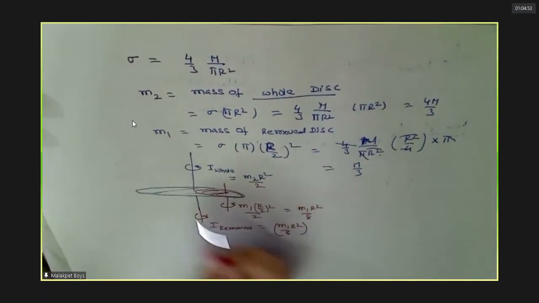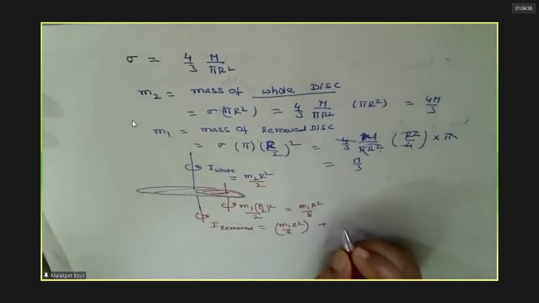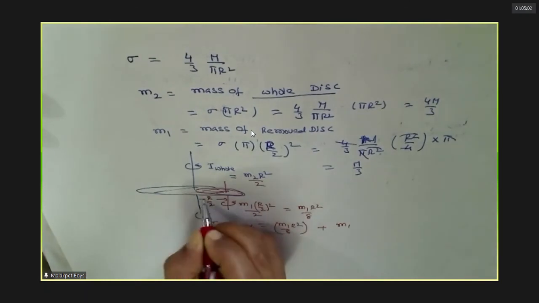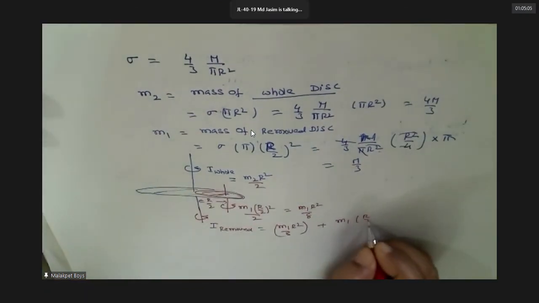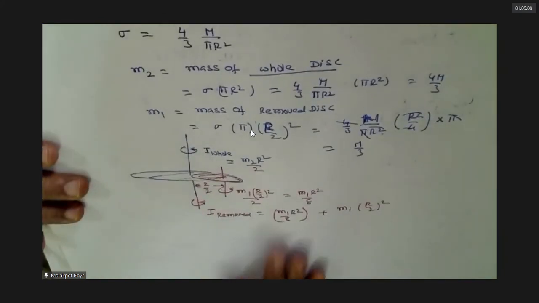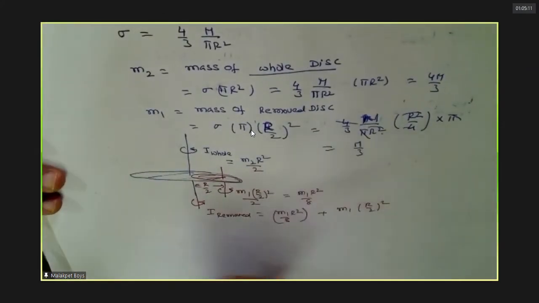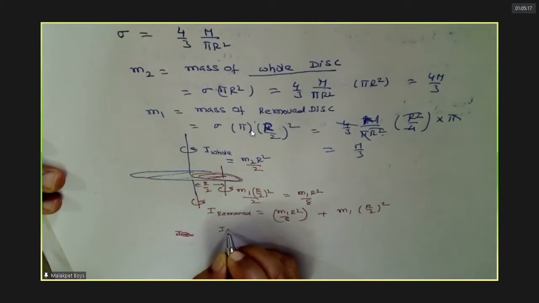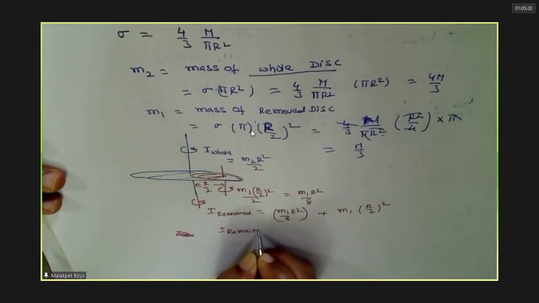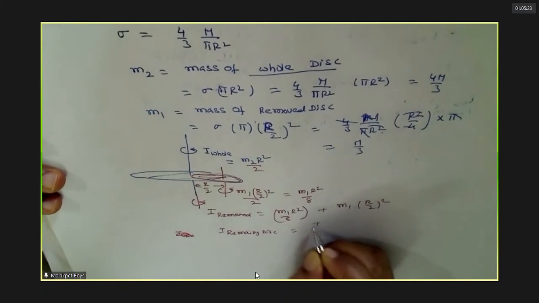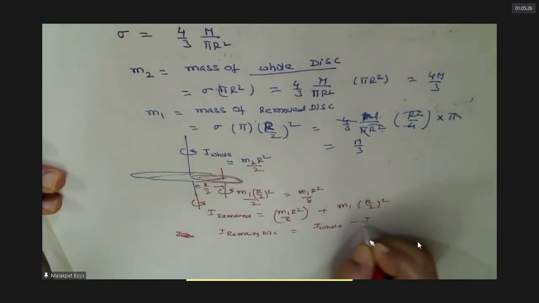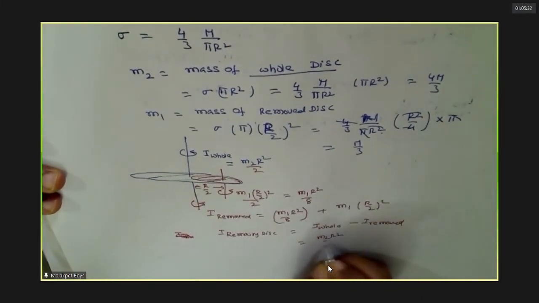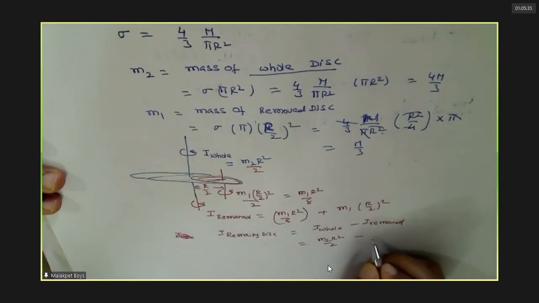This is about the center, so about this axis means I center of mass plus mass of the disk times distance squared. What is the distance between them? R by 2, no? Now we need the remaining disk. What should you do? I of the whole disk minus I of the removed portion. Now do it carefully. Yes, sir. M2 R square by 2 minus the removed portion.